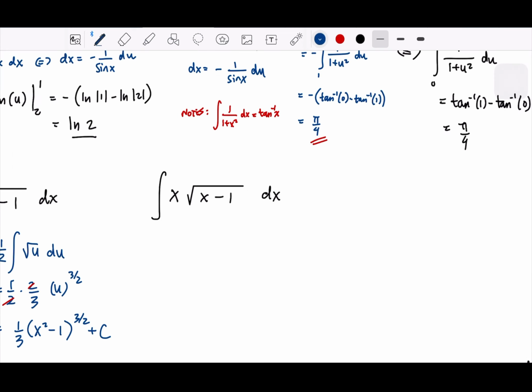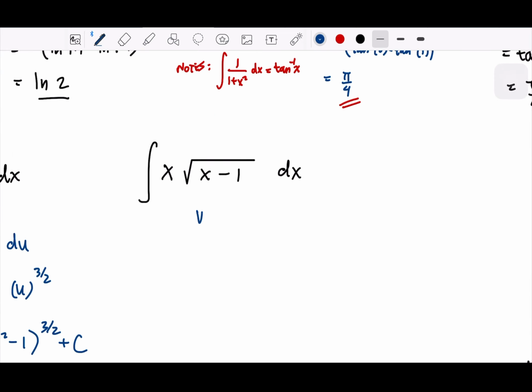Okay, first, take the substitution u equals x minus 1. Why do we need to take that? Well, perhaps if we derive it, it's just du equals dx, nothing really happens, right? It's still u here, still x here, right? But think clearly, I can rewrite this also in terms of u.